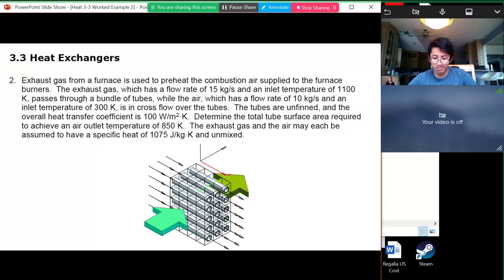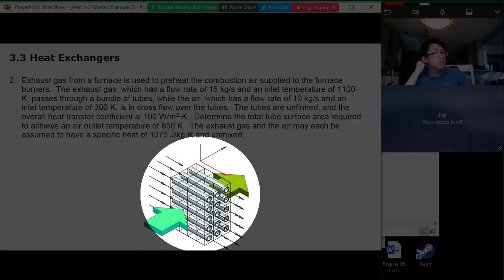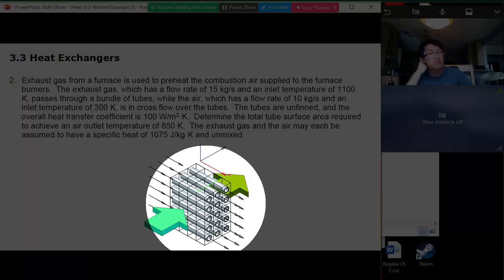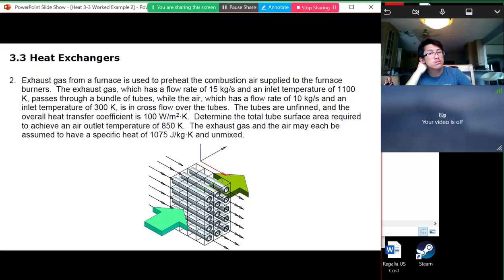So this is sort of drawn in a grid, right? You could have, like in your radiator, fins, so that all the flow on this green side would be separated into different chambers, almost different channels. But that's not the case here. The tubes are unfinned, and the overall heat transfer coefficient is 100 watts per meter squared Kelvin.